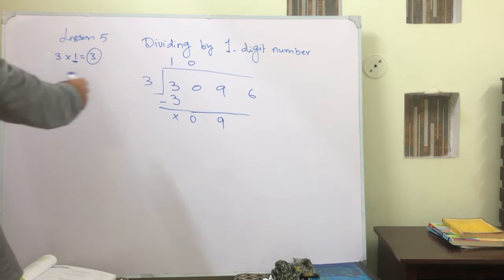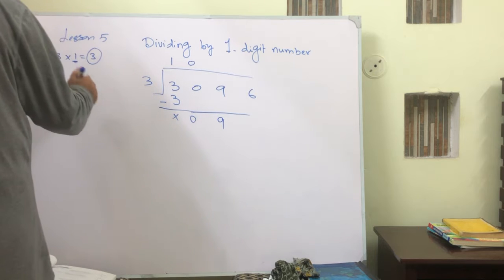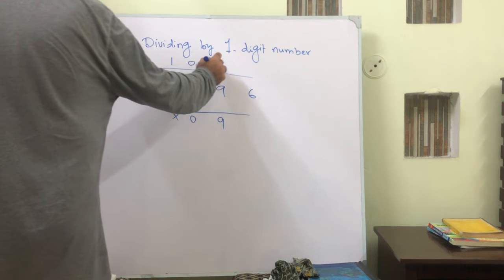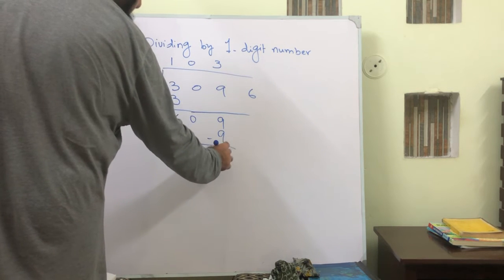Now we have 0 9, which means 9. 9 will be divided by 3. So 3 3s are 9. Again subtract, it becomes 0.